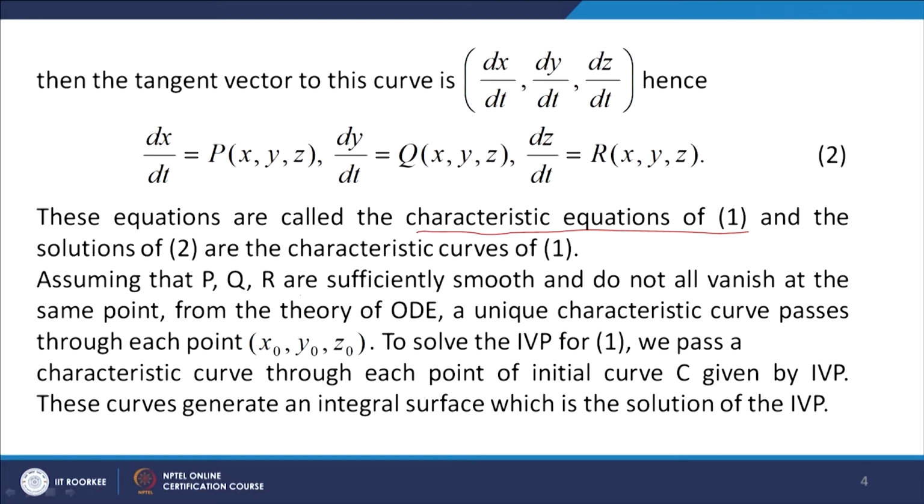Now assuming that P, Q, R are sufficiently smooth and do not all vanish at the same point, then from the theory of ordinary differential equations, a unique characteristic curve passes through each point (x0, y0, z0). So this is to be noted.